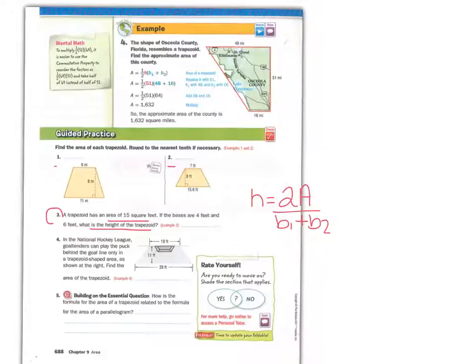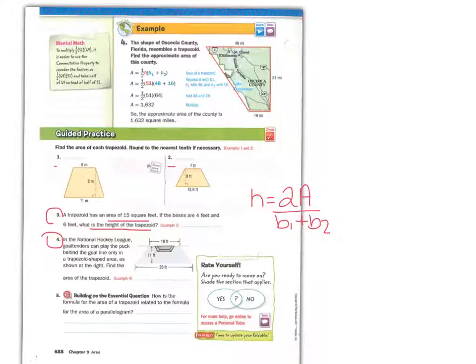Number 4, you have a nice real-world example where you are given the goal at a hockey place. And so the goaltenders can play the puck behind the goal line only in a trapezoid-shaped area as shown. Find the area of the trapezoid. They are giving you the base 1, base 2, and the height. So see if you can find that.